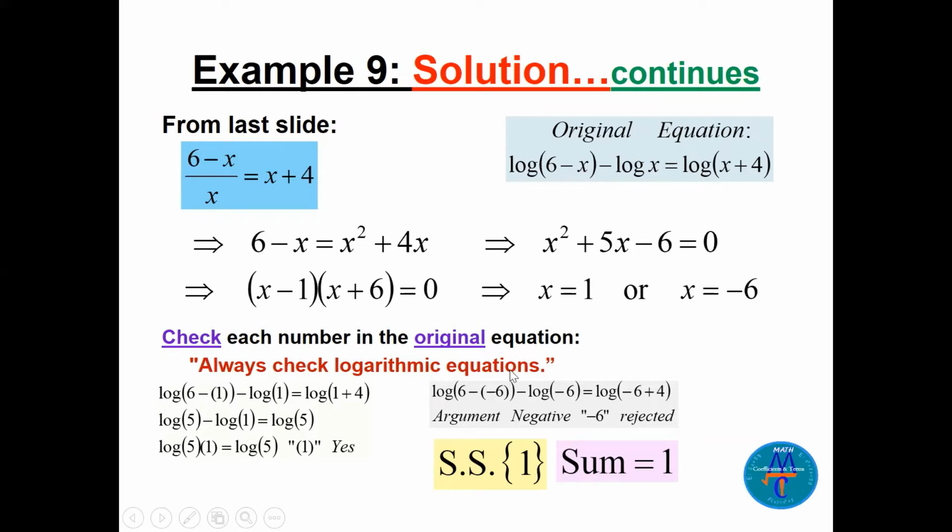6 minus minus x, that's 12. But here I have one argument that is negative. If I have one argument negative, I cannot accept the whole number. See, this is all minus 6 is rejected. So the solution set has only 1. If I say find the sum, it's only 1. You cannot add these two.